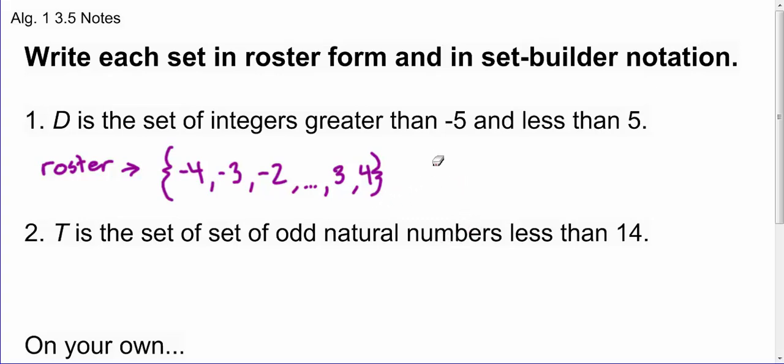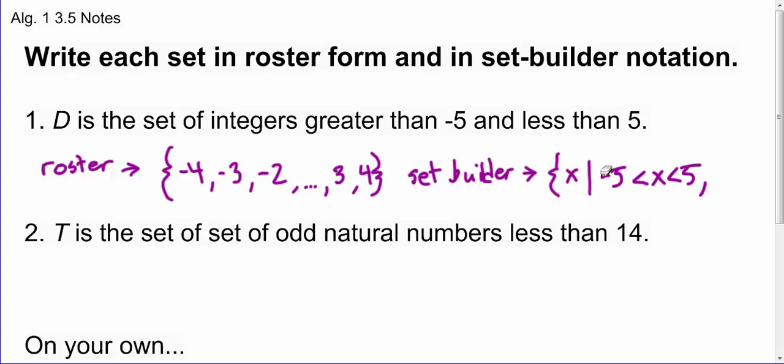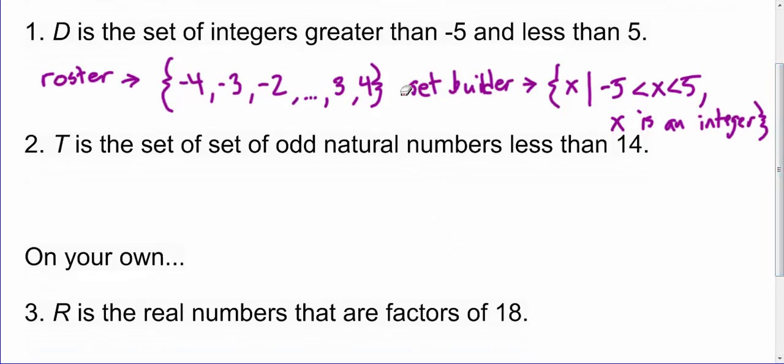Okay, for set builder notation, it would look like this. It would be x such that -5 less than x less than 5, and then we would also need to put x is a natural number. Actually, I said that wrong. It's not natural, it's an integer. Some of them are natural, some of them are not. All right, so that set builder notation can be a little tricky, but you'll get the hang of it.